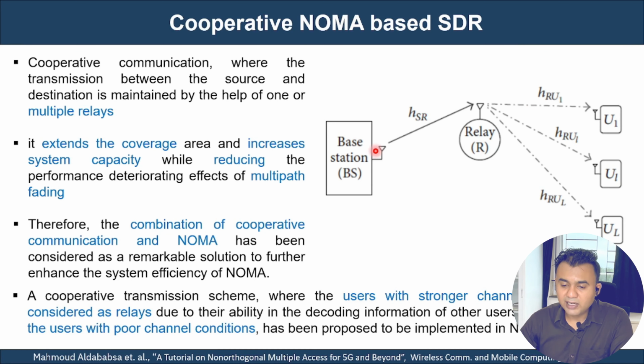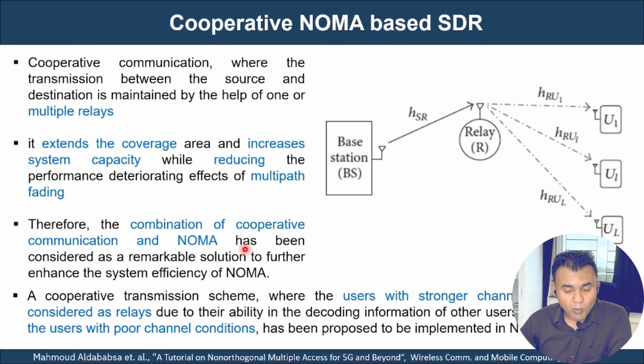If I do not have a relay in between, the direct communication doesn't work, because the signal quality goes very low. So that's why these relays extend the coverage area and increase the system capacity, right? And at the same time, the performance deterioration because of multipath fading is reduced when we use cooperative communication.